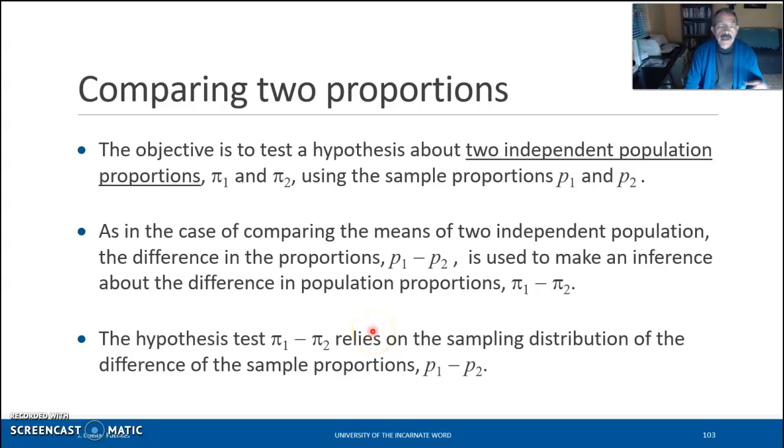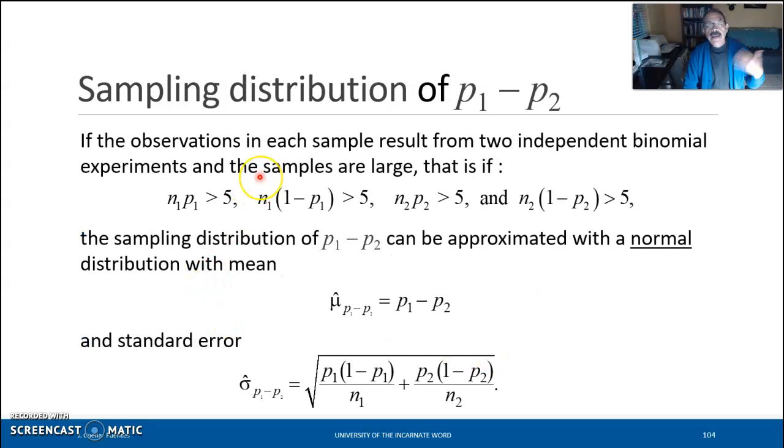And as before, to test the hypothesis about the difference of the two proportions, we need to rely on the sampling distribution of the difference of the sample proportions. So the question is, what is the sampling distribution for the difference of these two proportions? Well, as long as we have a sufficiently large sample size, and these samples come from binomial experiments, and by large sample size, I mean that the number of trials in the first experiment times the estimate of the proportion of success should be at least 5.